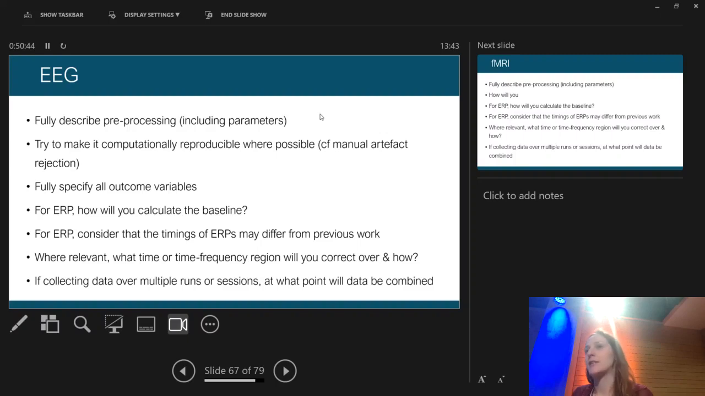And if you're correcting over areas, how are you going to do that? And if you're collecting data over multiple runs or sessions, say you stop collecting data and participants have a break, when are you going to combine it all? Are you going to pre-process it together or separately? These are quite hard to think of a priori sometimes, but if you just analyze your pilot data, these are all things you're going to do automatically, because you can't get to the point of testing your hypothesis without answering all of these questions. Sometimes it's hard to think about in the abstract, but when you actually mechanically go through it, you start to notice all of the things that you've done, and that's why working with pilot data is so useful.